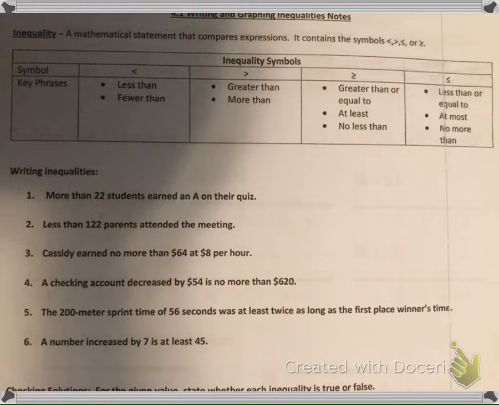It contains the symbols less than, greater than, less than or equal to, greater than or equal to. And you've seen these symbols before. I've talked to you, I believe, about these symbols, that you need to know their names, okay? So this first one here is the less than symbol, and words that would describe that symbol would be less than or fewer than. Here is the greater than symbol, and some words that would describe that symbol would be greater than or more than.